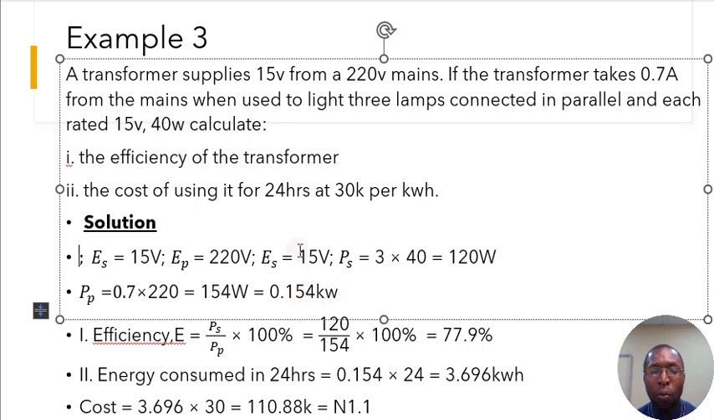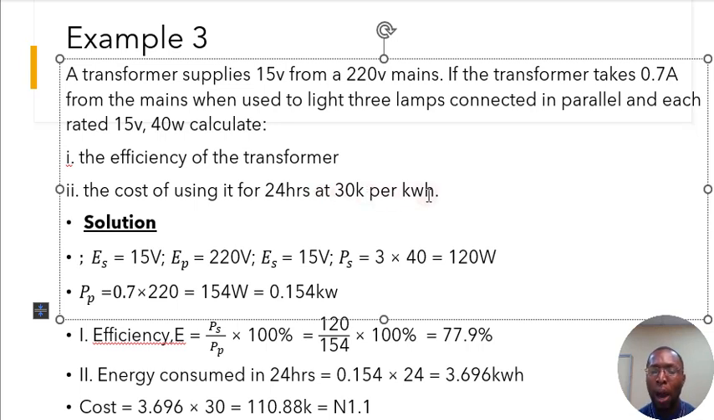All right, now we have to calculate the efficiency of the transformer. By formula, efficiency is power in the secondary divided by power in the primary times 100%. Now we have obtained our Ps to be 120 and our Pp to be 154, times 100. Now when you simplify this, you'll have the efficiency to be 77.9%.